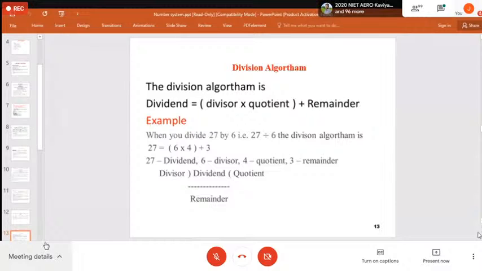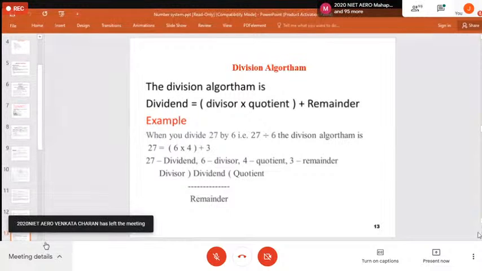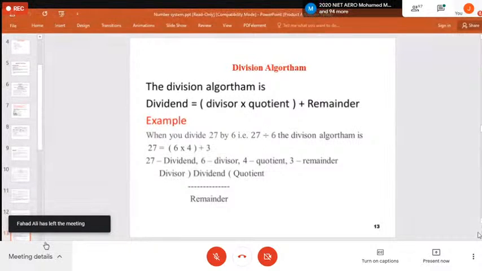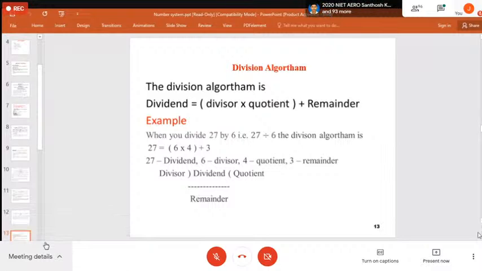The division algorithm is very simple. This division algorithm was already studied at school level. The division algorithm is dividend equals divisor into quotient plus remainder. I will explain this with an example. Suppose you divide 27 by 6. Students are requested to write in division manner. When you divide 27 by 6, you get 4 times, which is 24, and the remainder is 3.